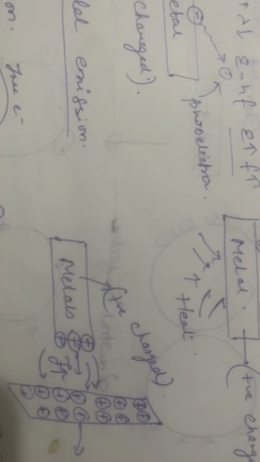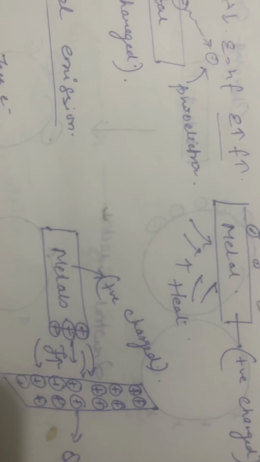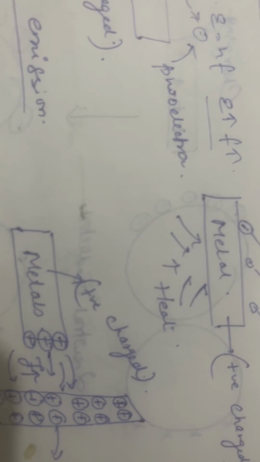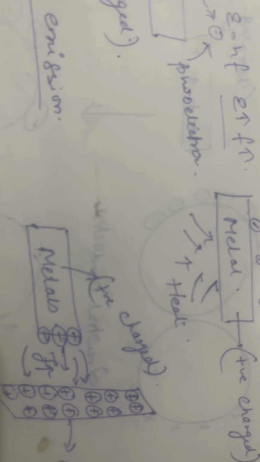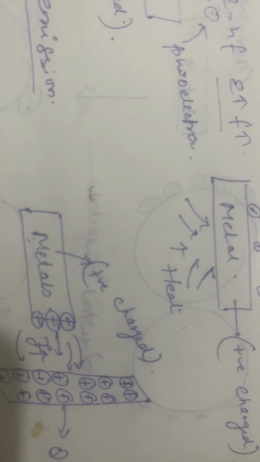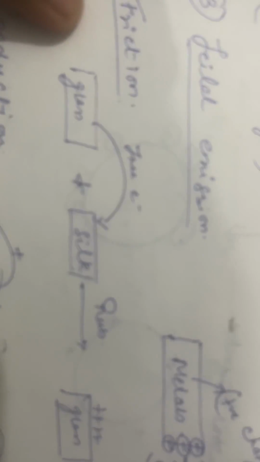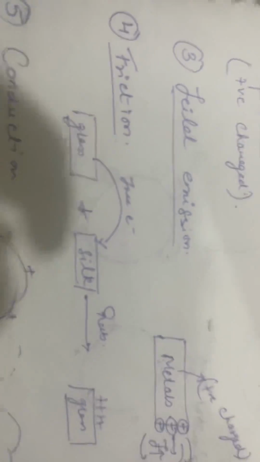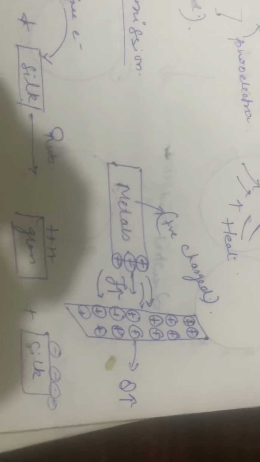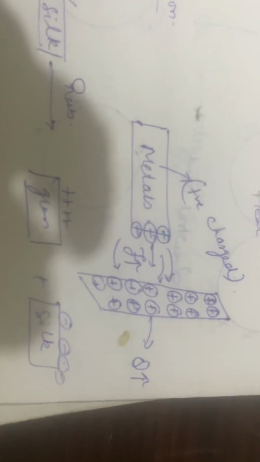Now field emission. In field emission, a highly positive charge is brought close to a metal and negative charges are pulled out so strongly that the metal becomes positively charged. Now friction. When glass and silk are rubbed together, the free electrons are transferred to silk and glass becomes positively charged.